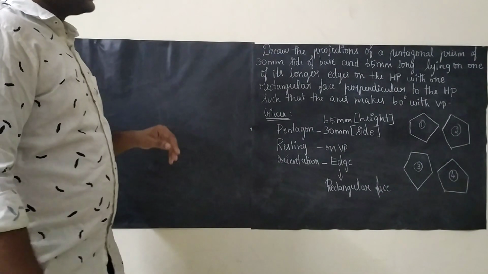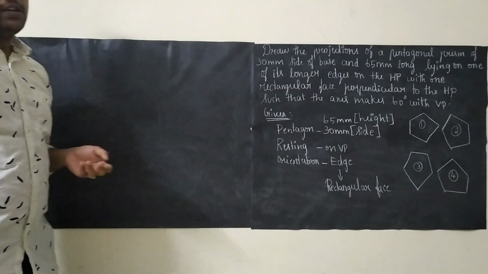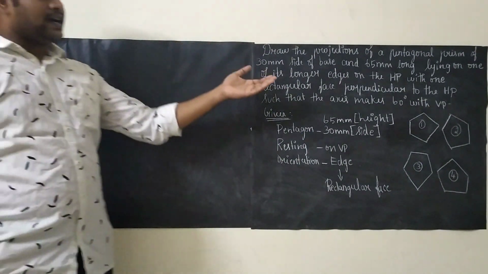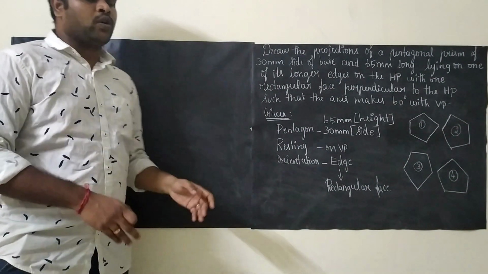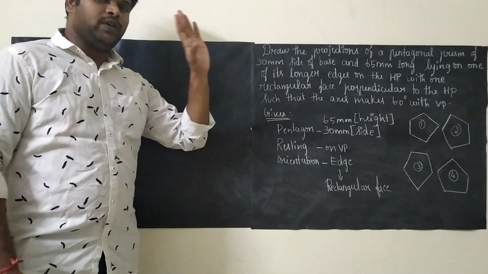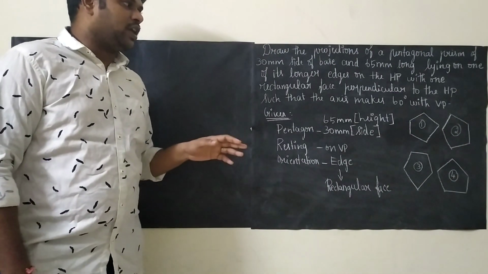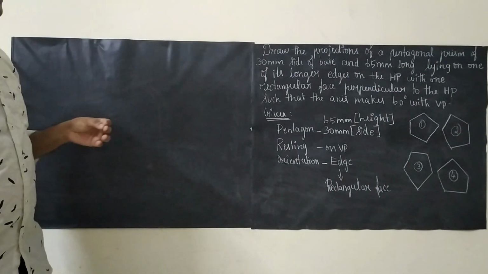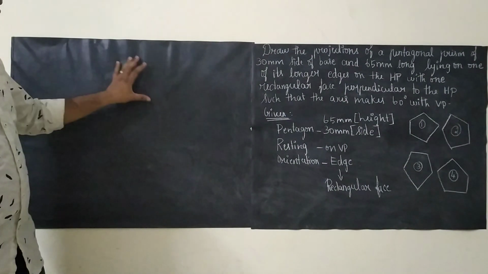Such that the axis makes an angle of 60 degrees with VP. So we know clearly that when the axis makes an angle with VP, we have to draw the basic diagram in VP. So that is what we fix; resting will be on VP. The second thing is orientation. Here we will be going for edge. Why are we going for edge? I will explain when I draw this diagram.